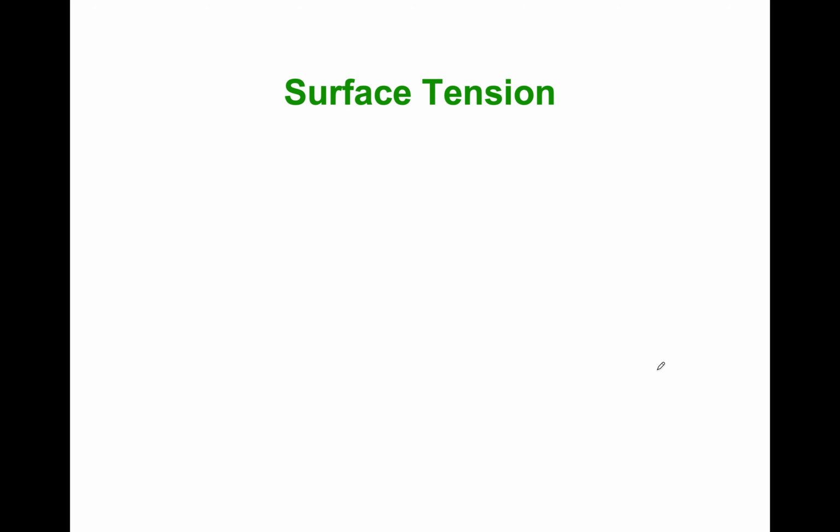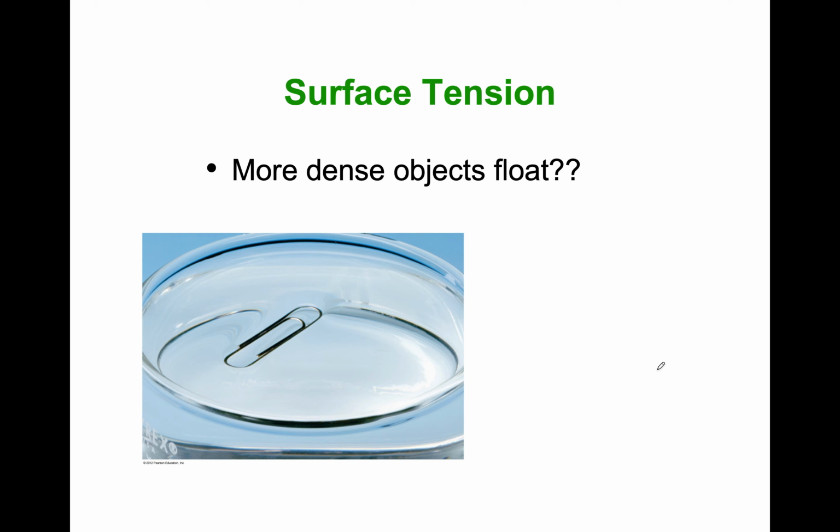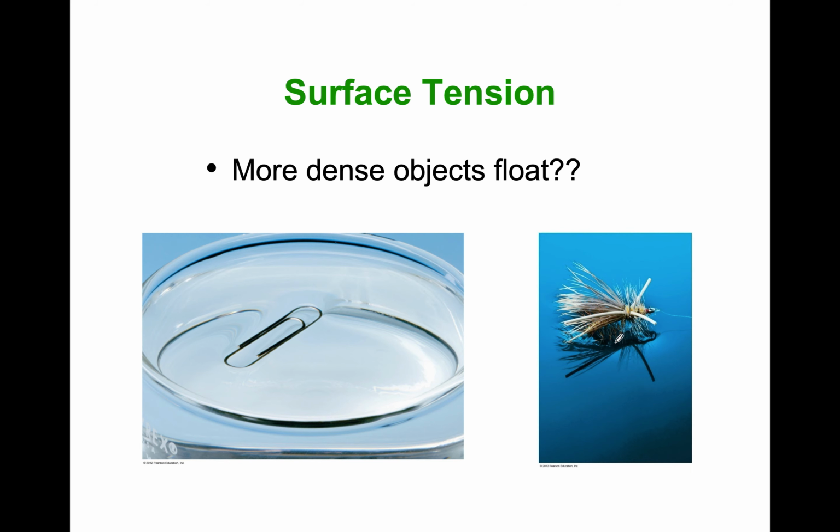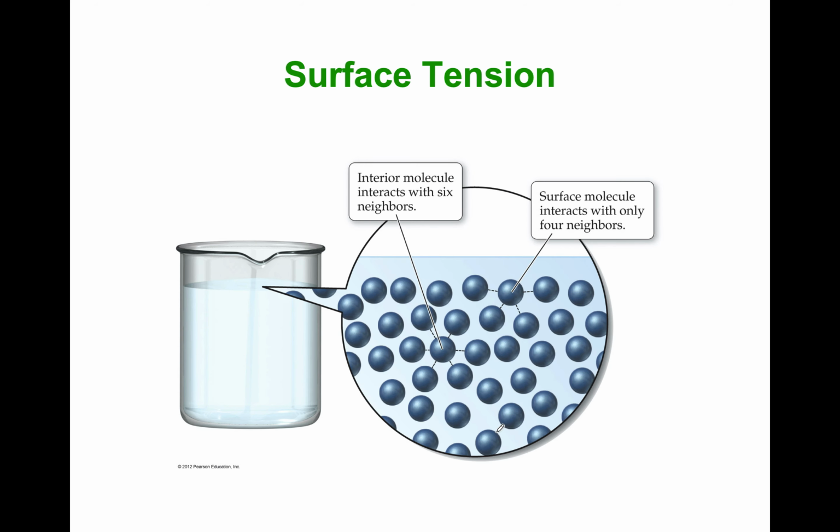Okay, so surface tension. Well, more dense objects float. That doesn't make sense. Well, you've probably seen this before. You can talk about this as like the skin of water, and you can see a fly fisher person here has got a fly on the water. It's floating. This is this skin of water, which is made up of intermolecular force. What does that mean? Well, if you take a look at the water molecules, they're being surrounded and attracted to those right next to it.